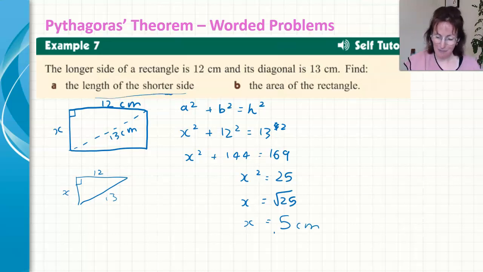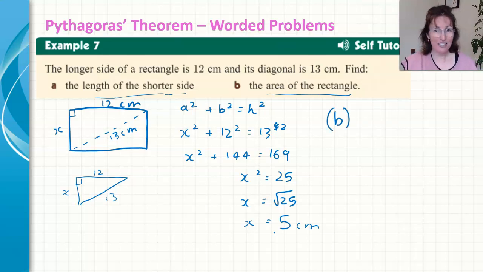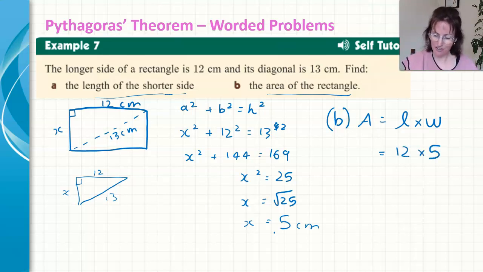Yes, we have. But there was a part B here, the area of the rectangle. So area of a rectangle, do you remember what it is? Length times by width. That's how I do my length, my L's. Length is 12 centimetres and our width is 5. That's what we found in part A. 12 times by 5 is 60. What's the units for that though? Centimetres squared. So there's the area of our rectangle.